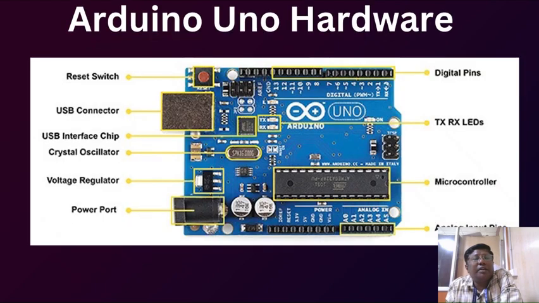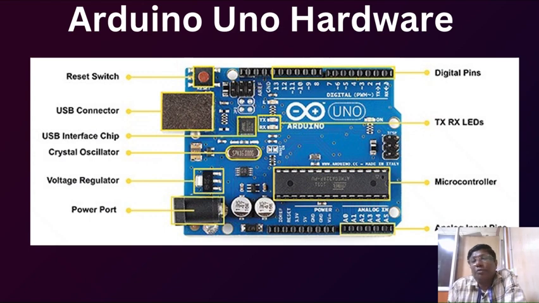If you look here, this is the reset button. If you want to reset your program, you can press this button and it is done. Then you can connect with a USB connector, so that the program you are writing on the laptop or computer can be transferred through the USB connector. And this is the USB interface, with the crystal oscillator to count the time and other things, and the voltage regulator and the power port.